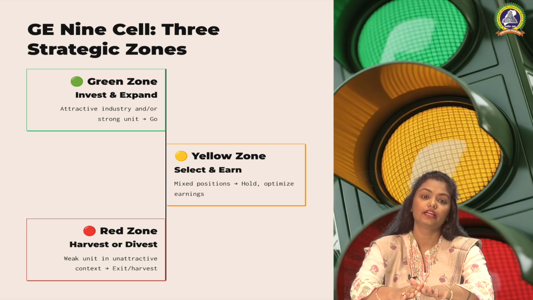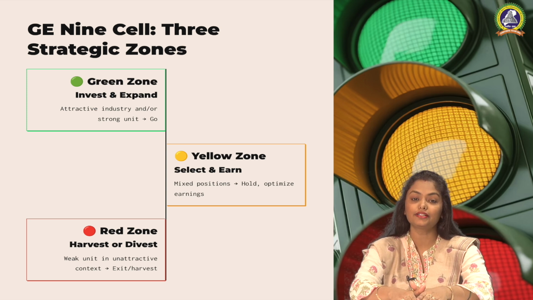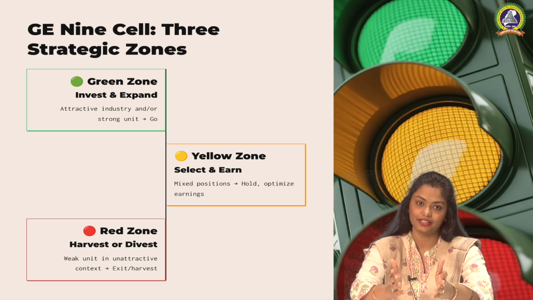Let's start with invest expand, which is a green zone. This zone is represented by green. This is where market attractiveness is high or medium and the business strength is strong or average. In this zone, the business has a maximum likelihood of growth and can afford to invest and expand. Thus, the green signal symbolizes a go strategy for building business opportunities by investing freely.